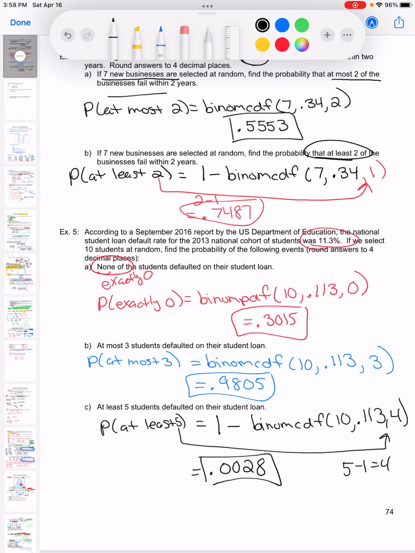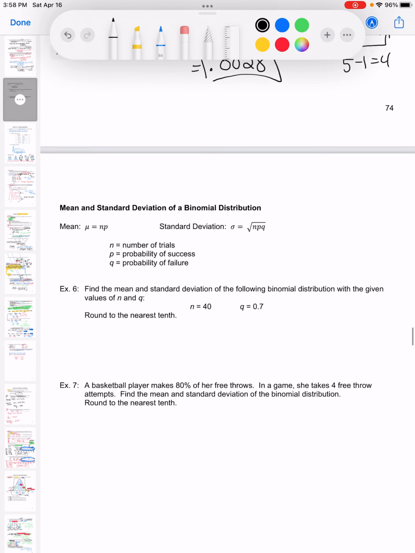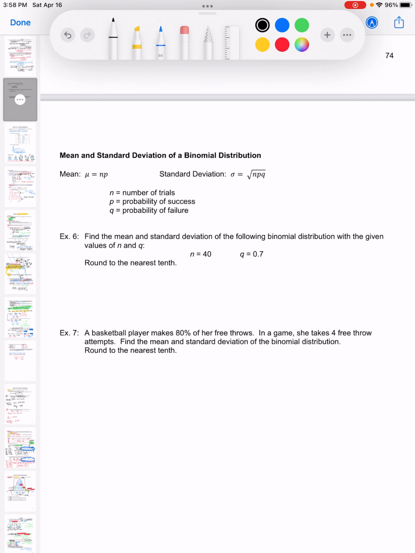All right. We've got one other thing to go over in this section that deals with binomial distribution. This is going to go over the mean and the standard deviation. These formulas are going to be true when we're dealing with a binomial distribution. It's not going to be true when we're dealing with other types of distributions that we're going to see in the next chapter. So very specifically just for this binomial distribution.